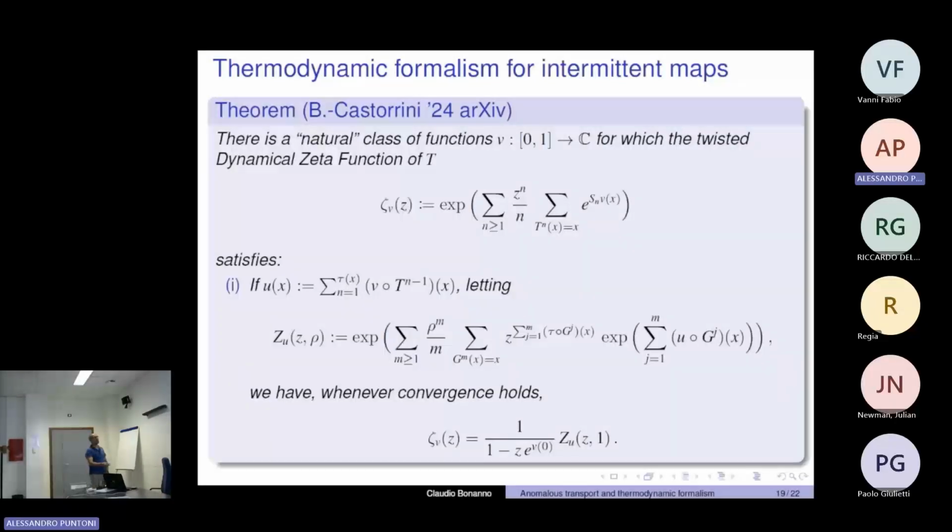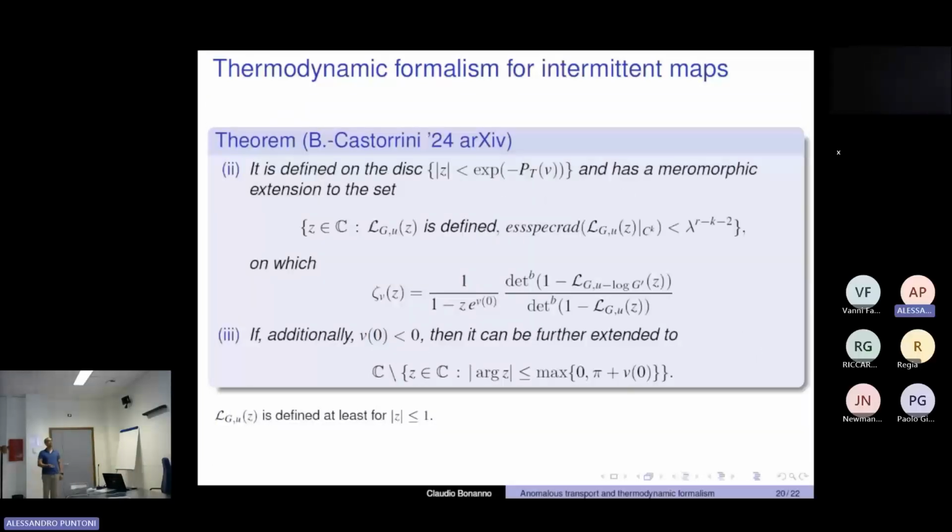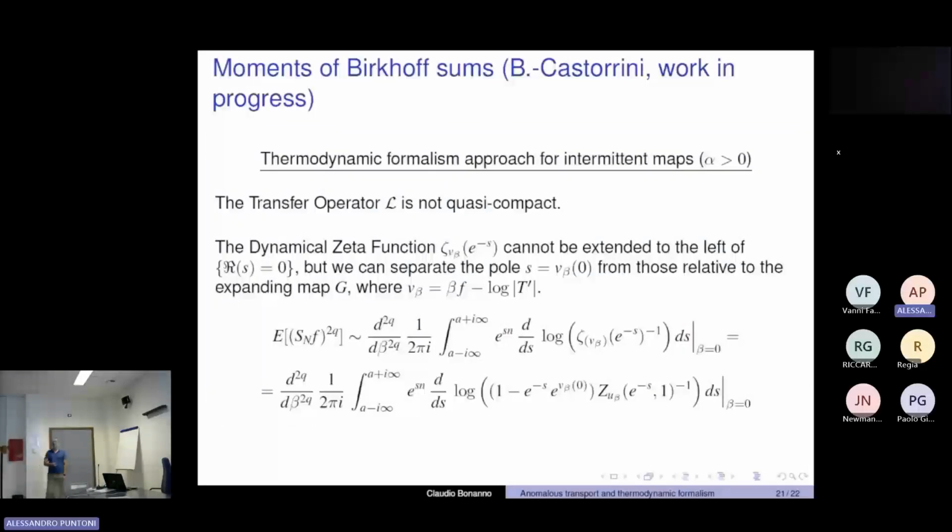So the zeta function of the slow map can be written as a term which is based on the zeta function of the fast map, the G, which is expanding, times a term which only depends on the indifferent fixed point. So, just to come to the end, this is just a way of rewriting in terms of a new determinant. So what is interesting now is how can we hope to apply this? This is work in progress.